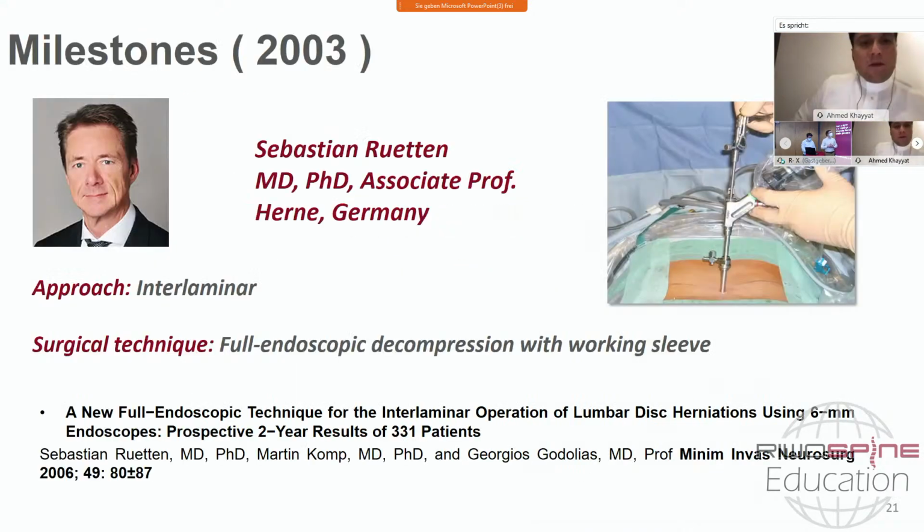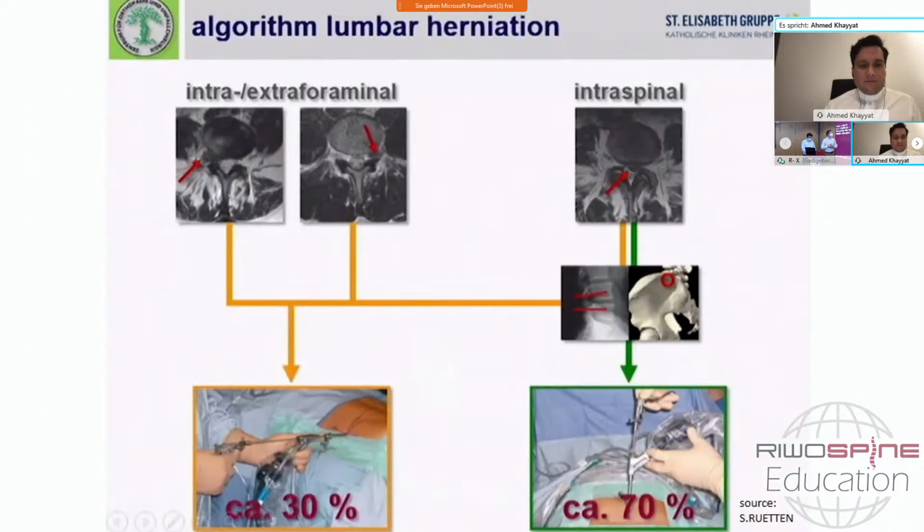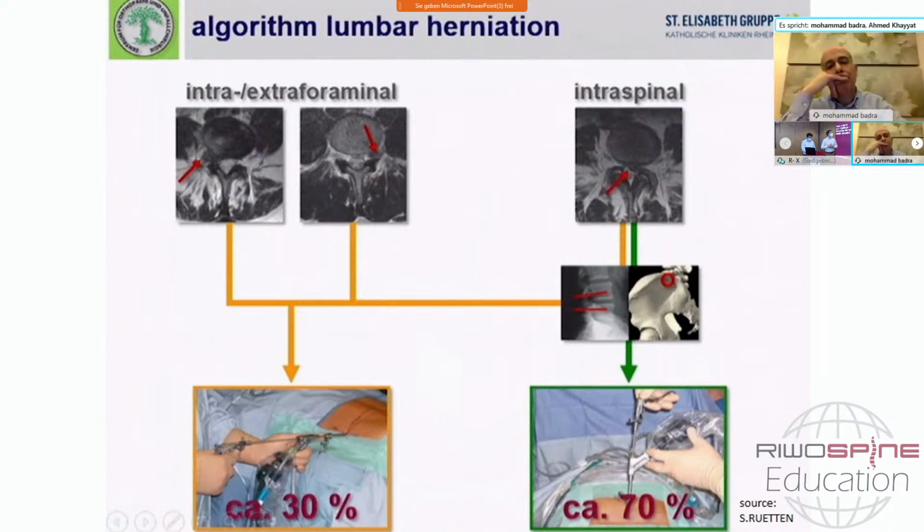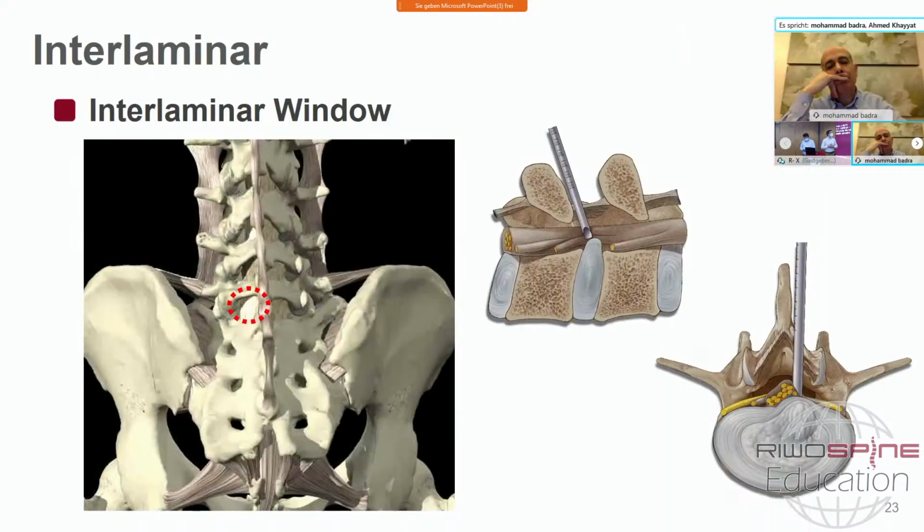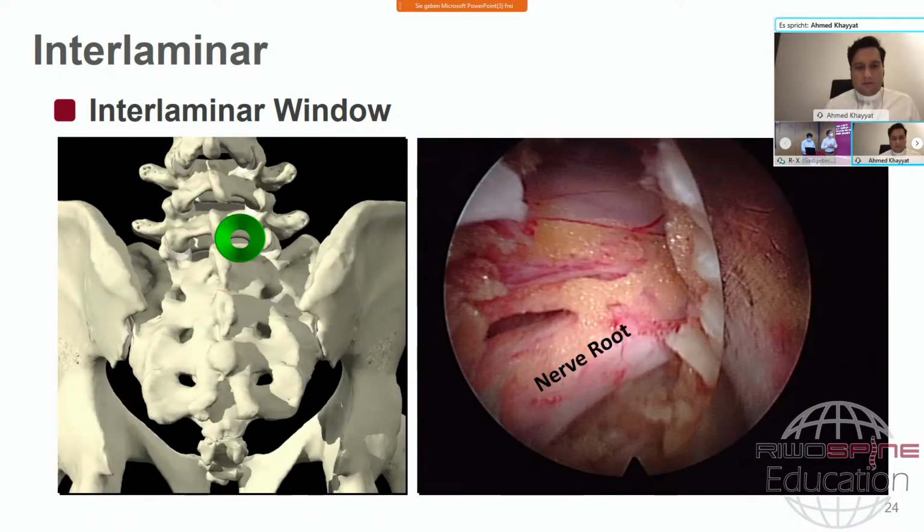So now I'm going to talk about the interlaminar approach. Dr. Rotten invented and developed also this approach for the full-endoscopic. As I said before, 70% of the cases is interlaminar. So you go through the interlaminar window. And this is the intraoperative view, and you can see also the dura and the nerve root in front of us.